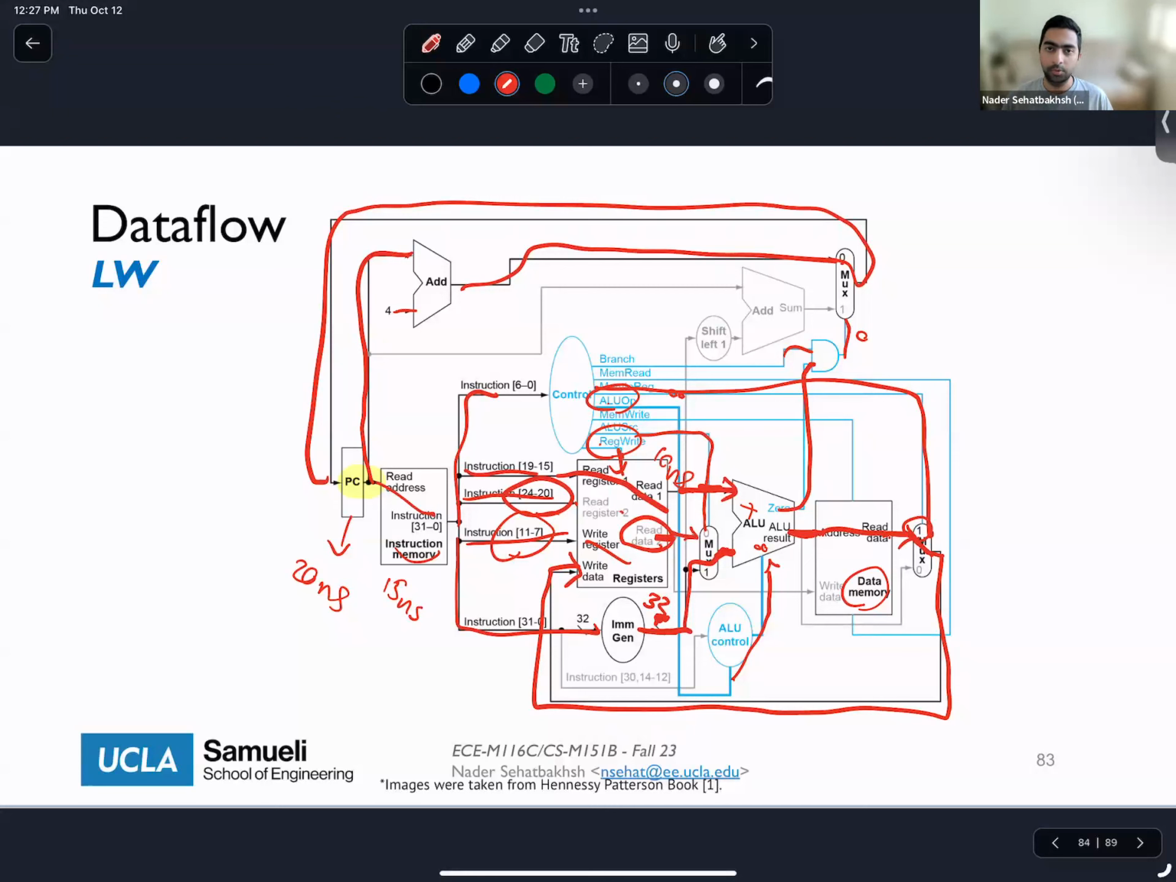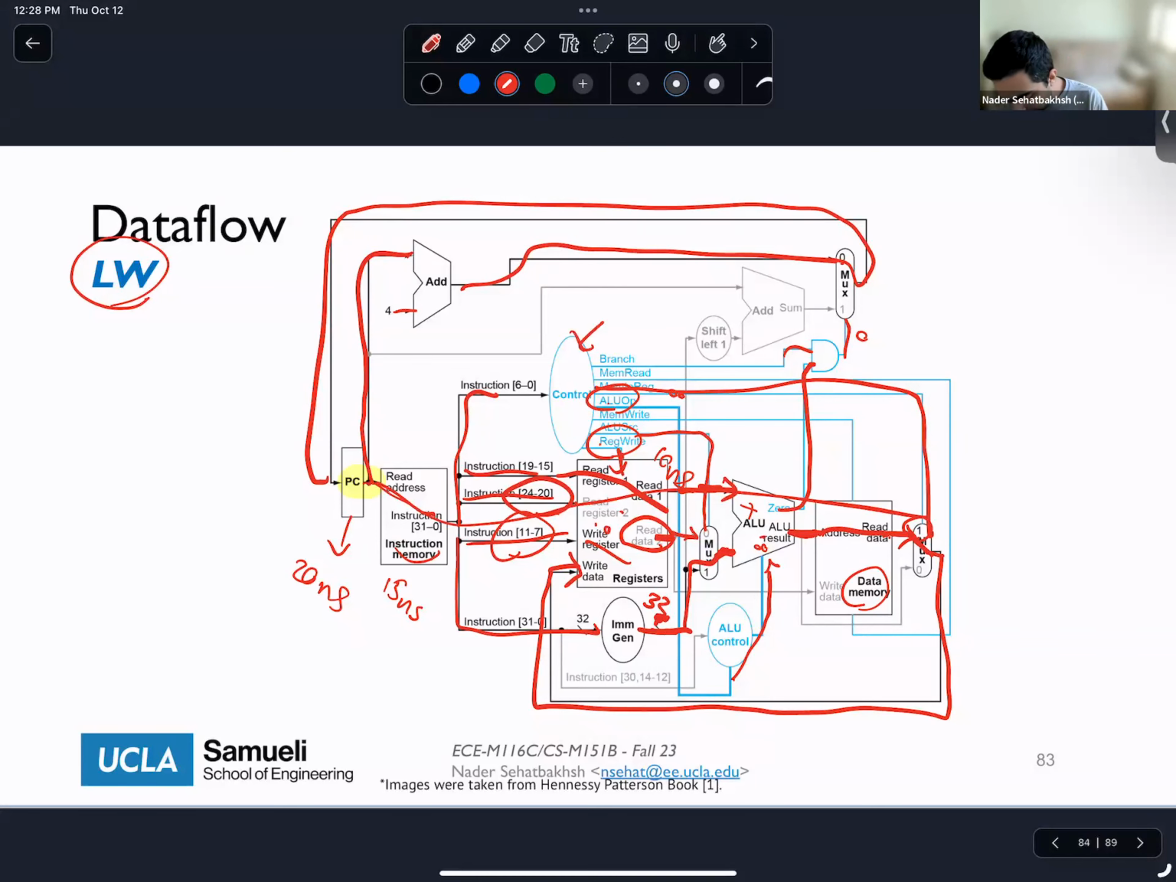So for every single component, we're going to give you some numbers, and we're going to ask you how long does it take for a load instruction to finish. Essentially, what you need to calculate is following this path and adding these numbers together. One thing that you have to pay attention to is that some of these things are sequential, but some of these things are parallel. So for example, the controller and reading registers are parallel, but the ALU operation and the reading registers are sequential, right?